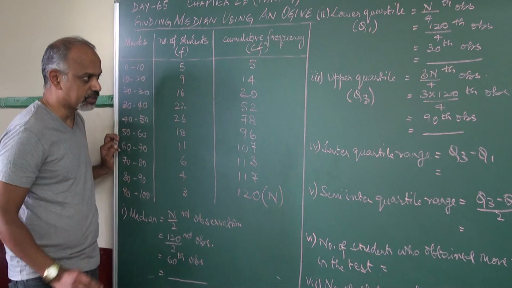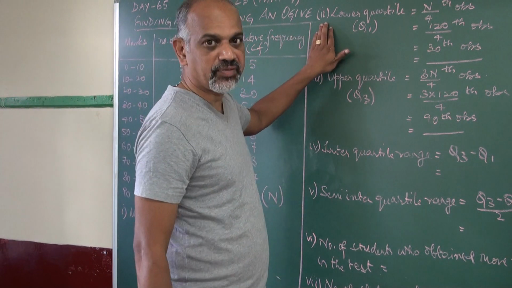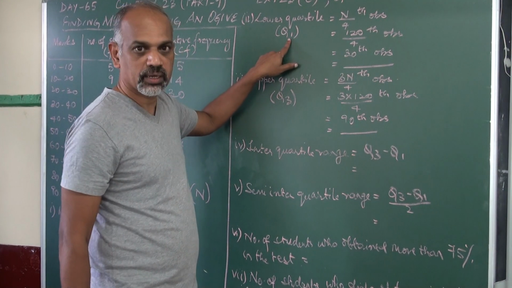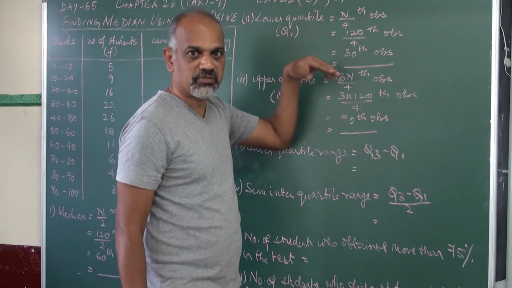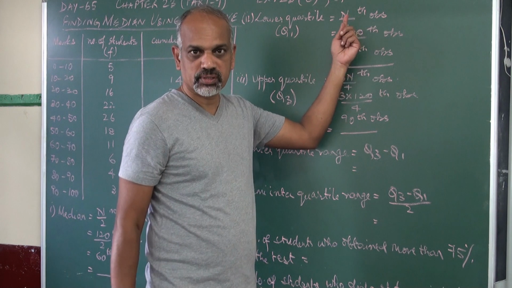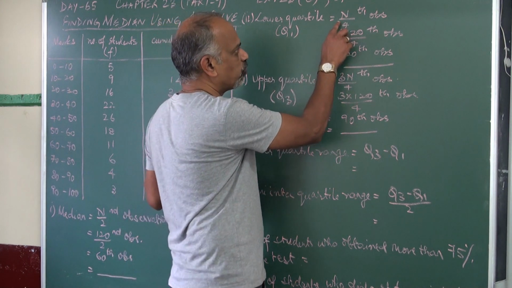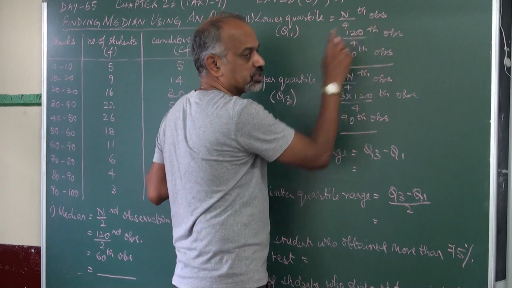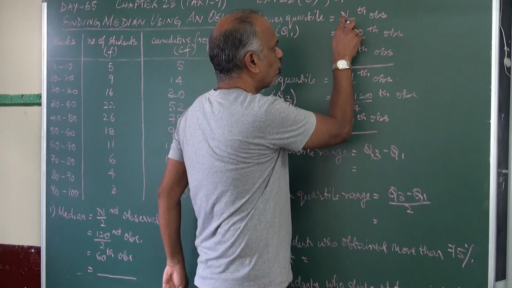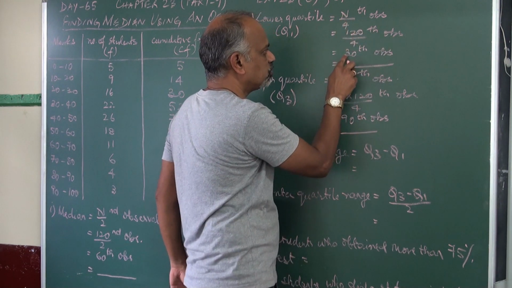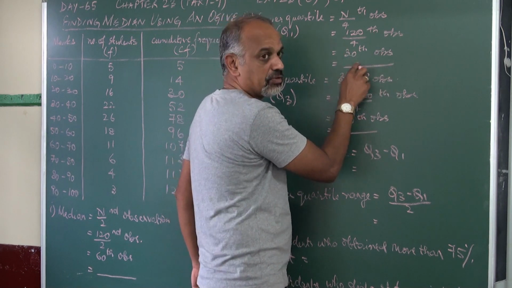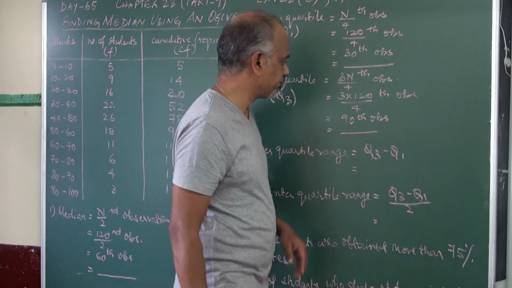That's your median. The second question is finding the lower quartile, which is represented as Q1. Previously also we had discussed, median is halfway through, lower quartile is 1/4. So n by 4th observation is what you need to find as the lower quartile. But n value is 120, so 120 by 4 gives you the 30th observation. So on the graph you have to see which is the 30th observation and write down the value here. That also I have left blank.